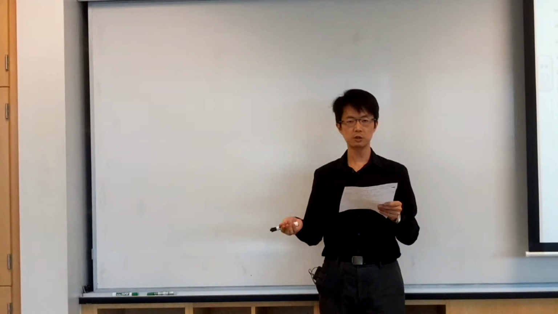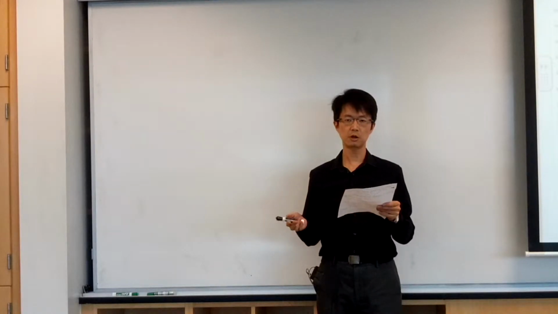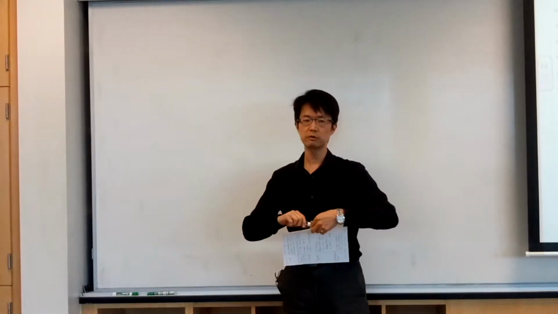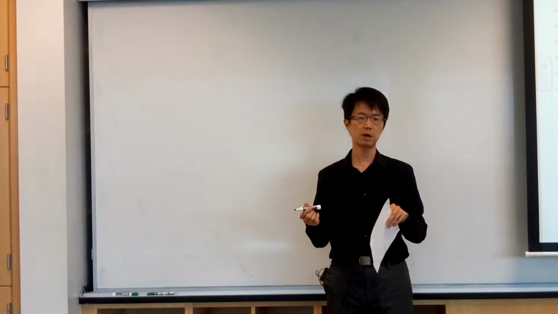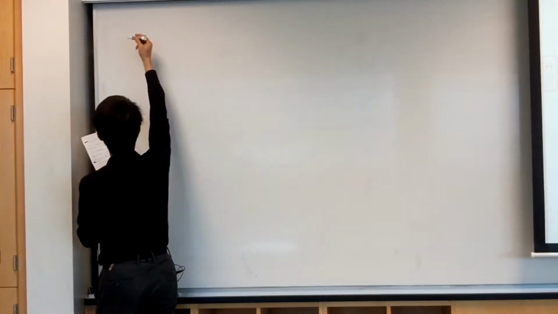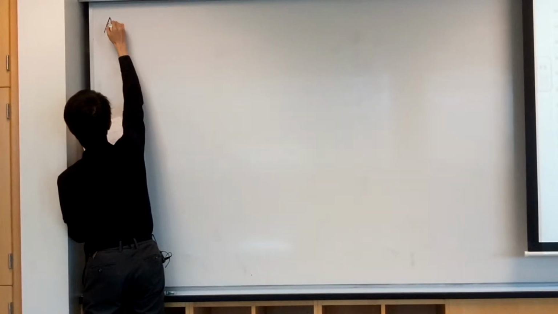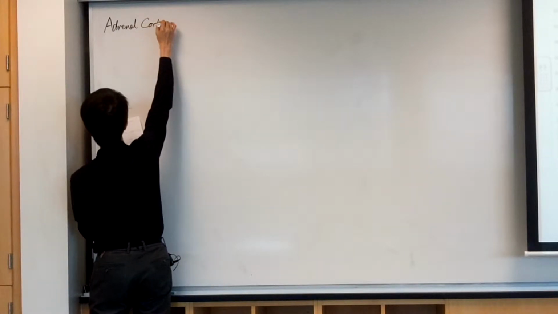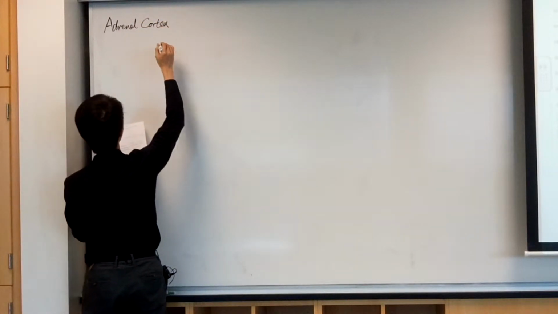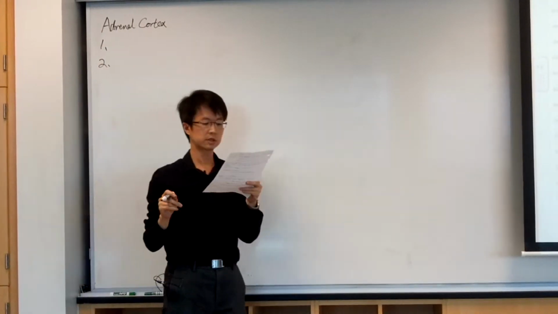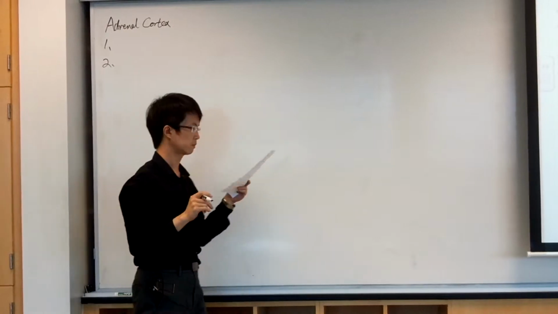For adrenal medulla, as we just saw, it will secrete epinephrine. What about adrenal cortex? Just a review. It's a review from your endocrine system. Adrenal cortex will secrete two types of hormone.